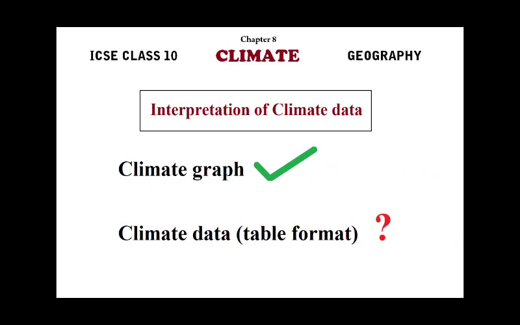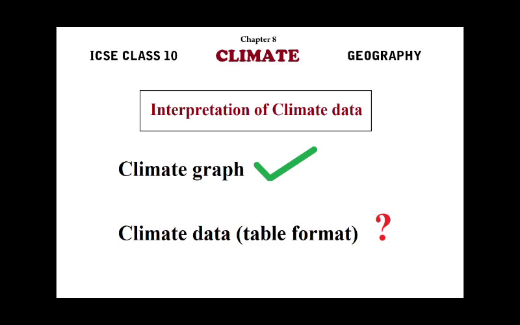You have to look into so many things. You have to see both temperature as well as rainfall data. Then you have to see the location of the particular station, whether it is in North India or South India, right? Now, what about climate data in a table format?